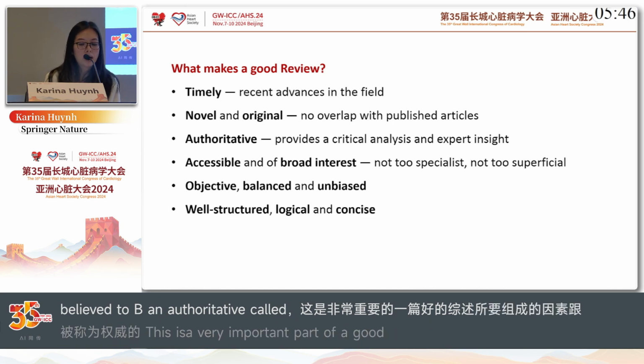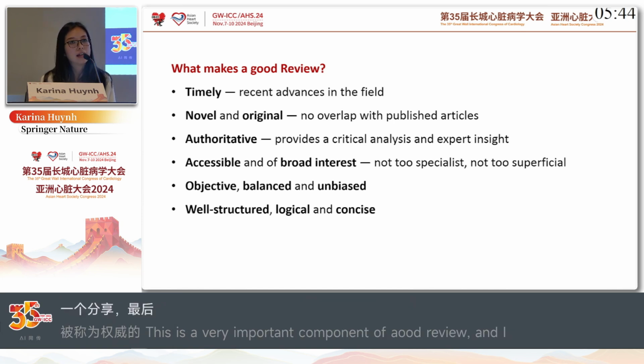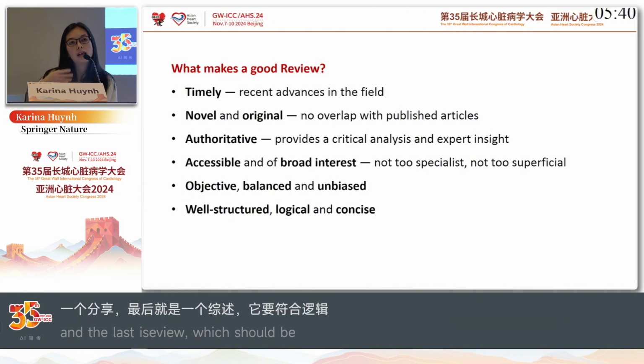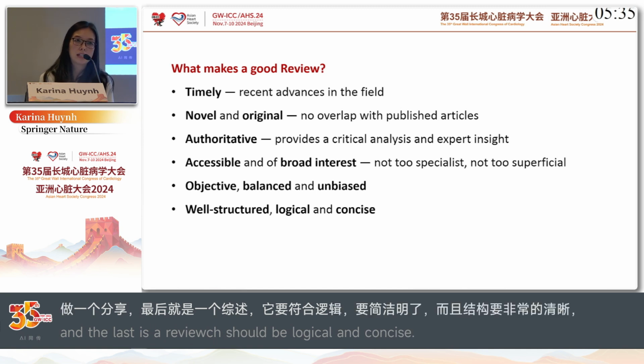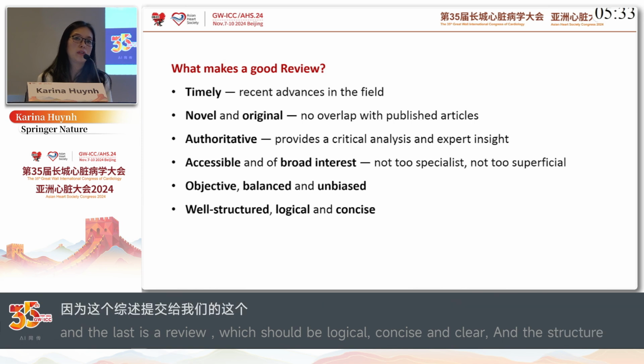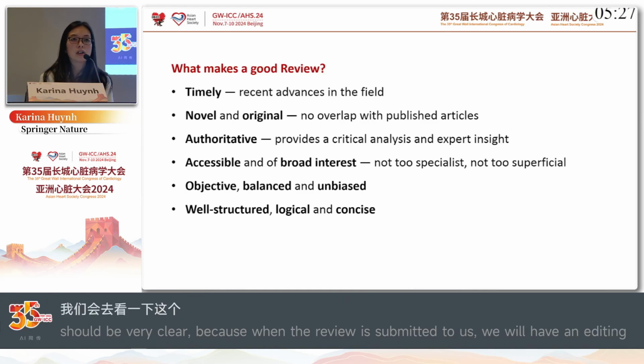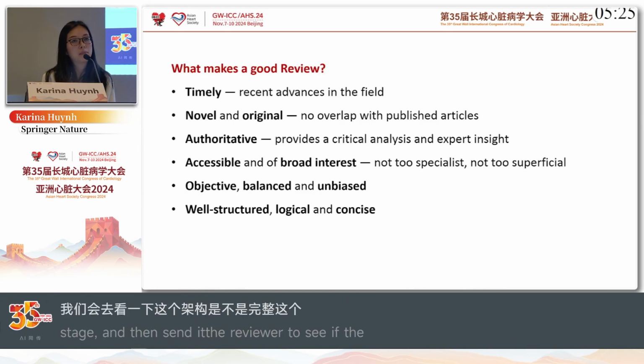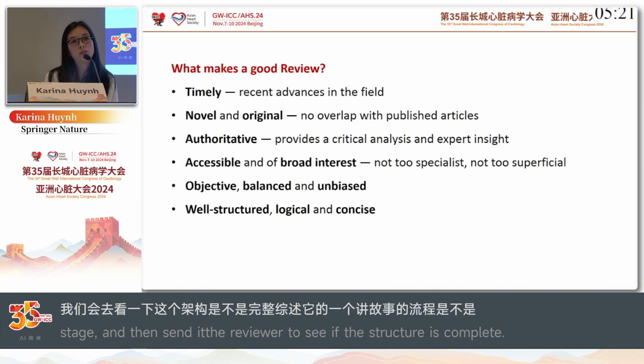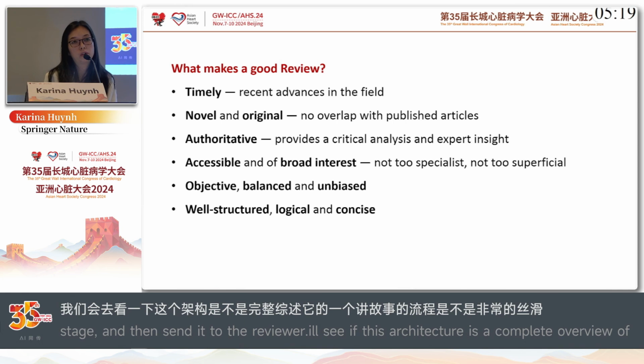The review should be well structured, logical and concise. This is one area where I think the editors can really help, because once the review has been submitted, we do have a macro edit stage before we send the review out for peer review, where we check through the structure to ensure that the review has a good narrative flow, and we can make suggestions to the authors at this point to make improvements to the review before we send it out for peer review.